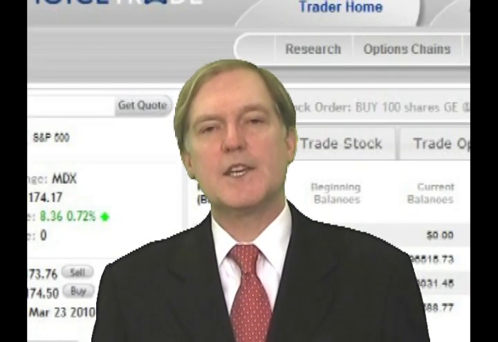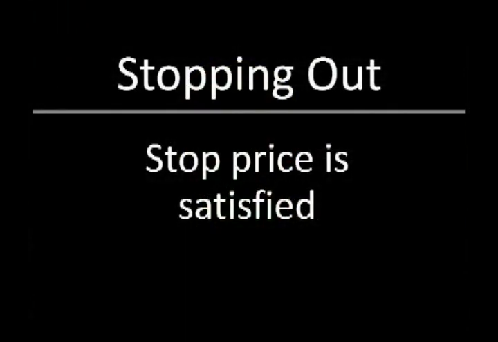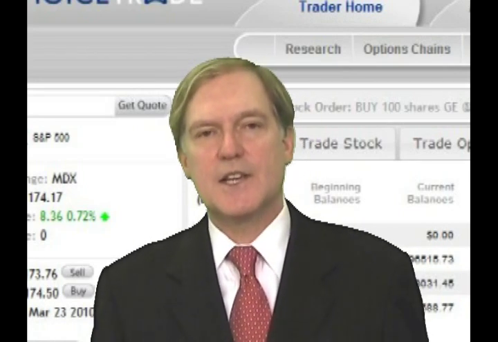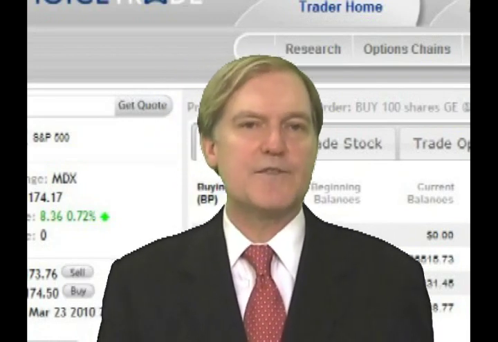Stop orders are essentially contingent orders. They are not fully executed until the stop price is satisfied. This is called stopping out. When the order stops out, the underlying order goes into the market as a live order. For OTC and NASDAQ stocks, that stop price must equal the bid price for sells and the ask price for buys for the underlying order to stop out and become a live order.